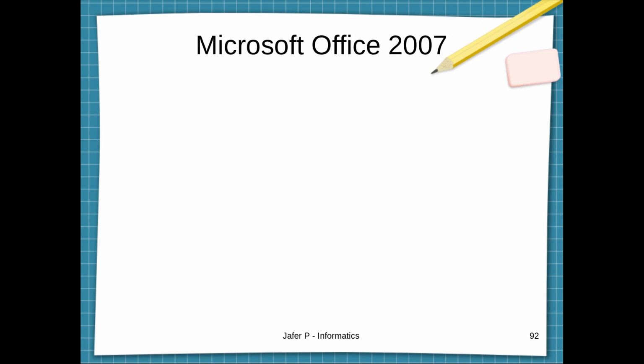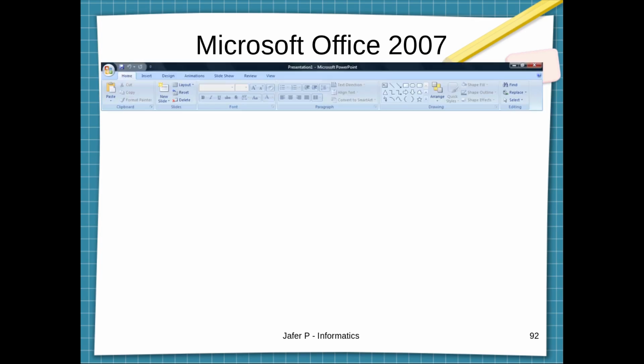Then let us move on to Office version 2007. There are many features in 2007, but 2007 is no longer the latest. Now it is 2010, and 11 is also coming. Microsoft Office 2010 and 11 are on the way. So there are new versions available, but this is actually a version that most users are using, Microsoft Office 2007.